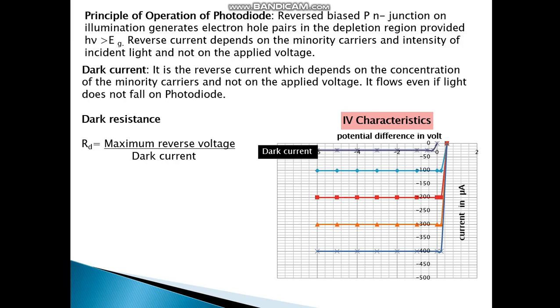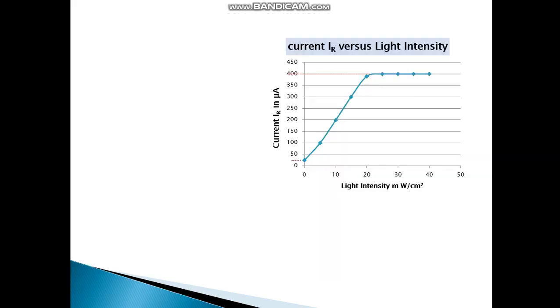Dark resistance is the ratio of maximum reverse voltage to the dark current. The total current is the sum of photocurrent and the dark current. So that's the characteristic, current versus the intensity of the light. IR is the device current, that is the reverse current. IS is the saturation current. ID is the dark current.